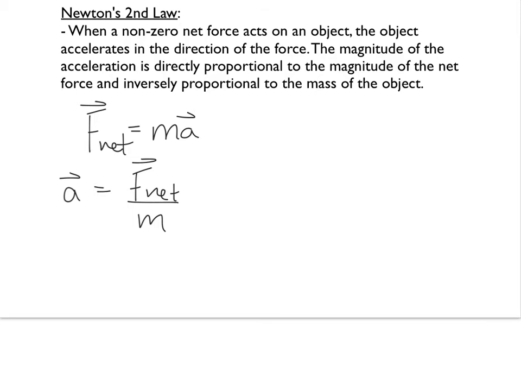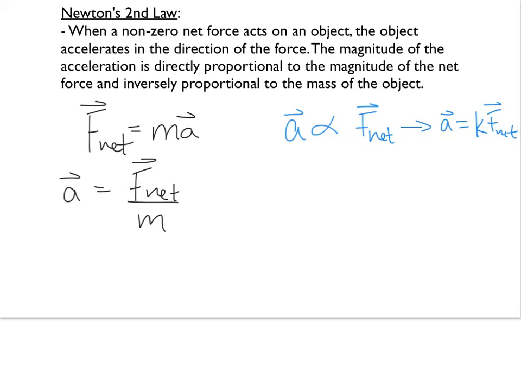Now it's saying that the magnitude of the acceleration is directly proportional to the net force. And what this symbol right here means is directly proportional to. So in other words, if you multiply your force by a factor k, so k can be any integer, then you'll get a, your acceleration.